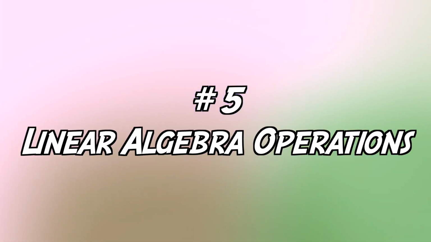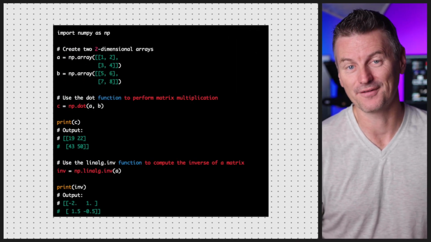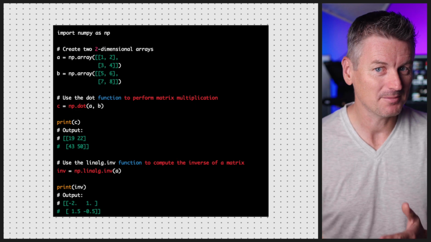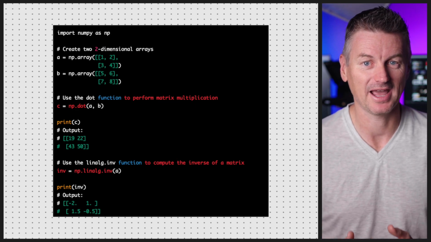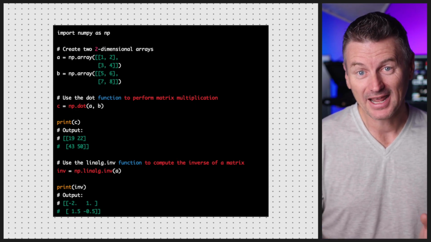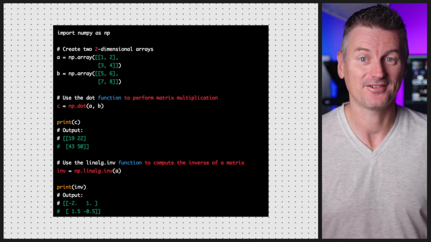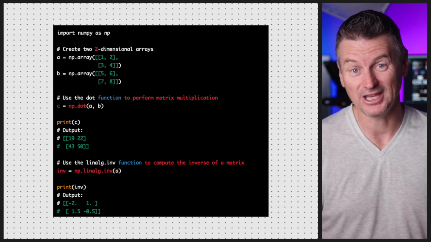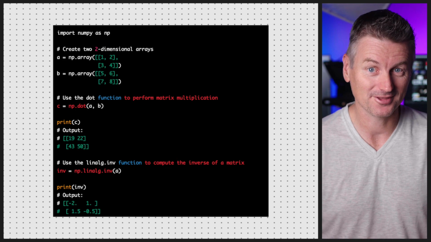Now, NumPy includes a number of functions that can be used to perform linear algebra operations, such as matrix multiplication, inversion, and decomposition. These functions can be very useful for working with matrices and vectors in scientific computing and data analysis. NumPy's linear algebra functions are efficient and well optimized, which makes them a valuable tool for anyone working with linear algebra in Python. Linear algebra operations are often used in many different areas of science and engineering, such as machine learning, computer vision, and signal processing.